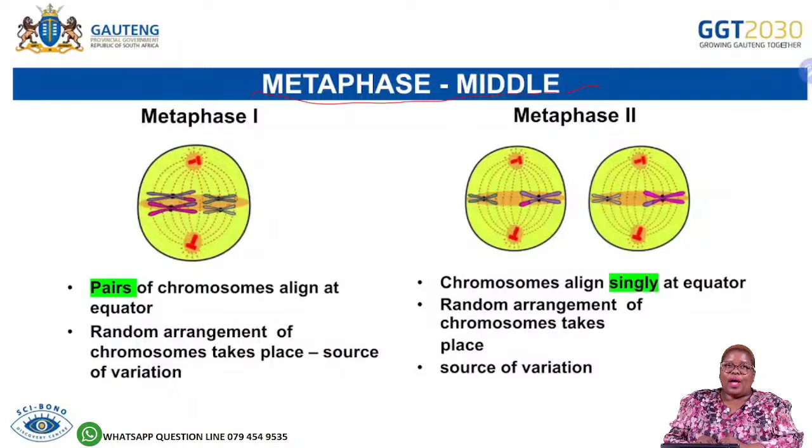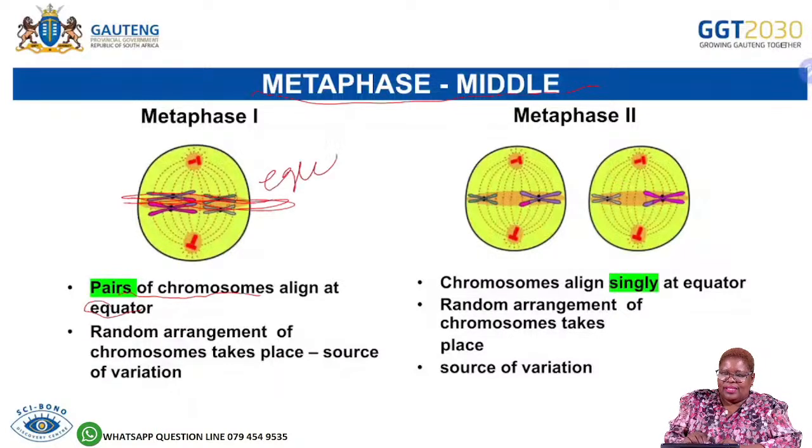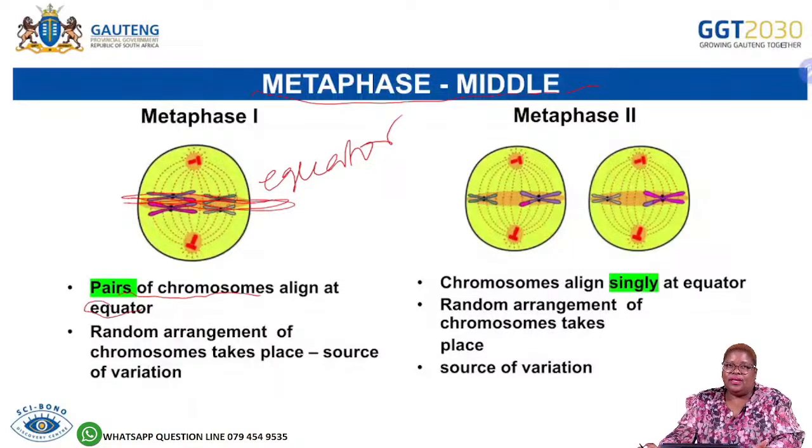Now, metaphase 1: we talk about pairs. That's very, very important. Pairs of chromosomes are aligning at the equator, in the middle. This is the equator. Then we have random arrangement of chromosomes taking place. That is, it leads to a source of variation.